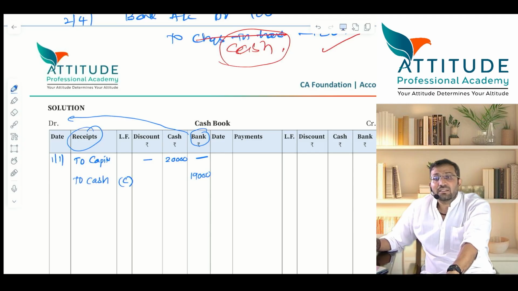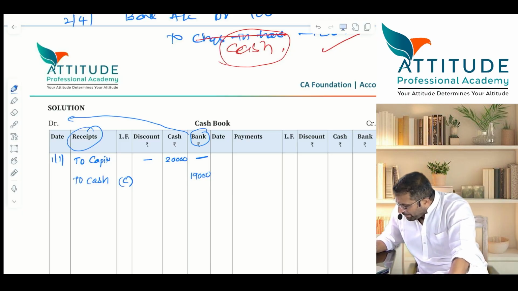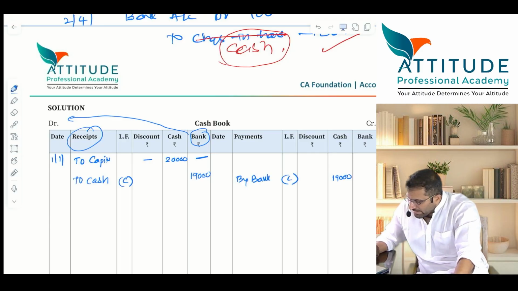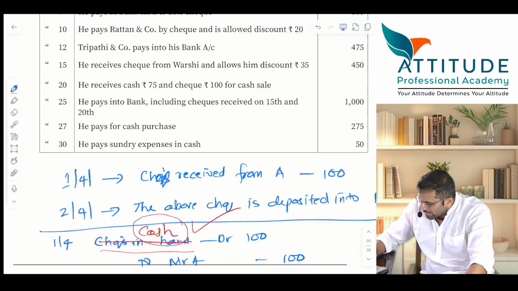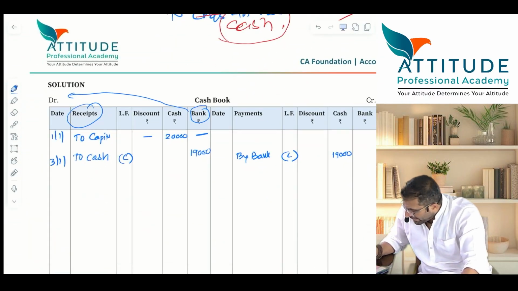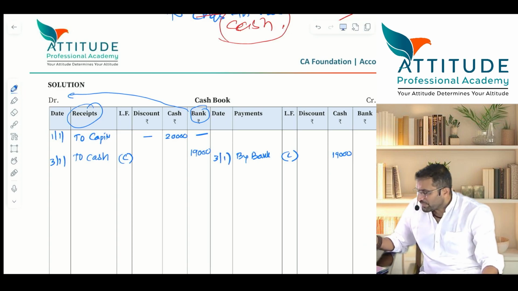Is that clear? Correct. Now payment किसका हुआ है? Cash का हुआ है ना? So cash column में payment कितना दिखाना है? 19,000. Deposit into bank by bank, and this is also contra entry. Date कितना है? 3rd. So इधर भी 3rd Jan, इधर भी 3rd Jan.